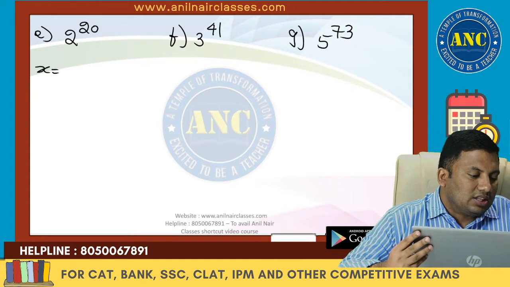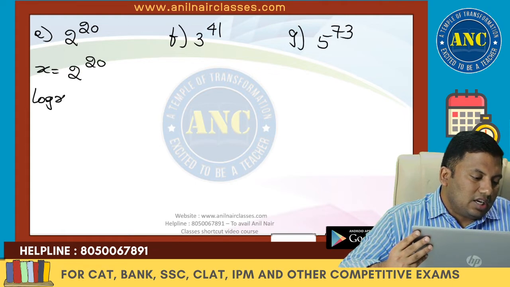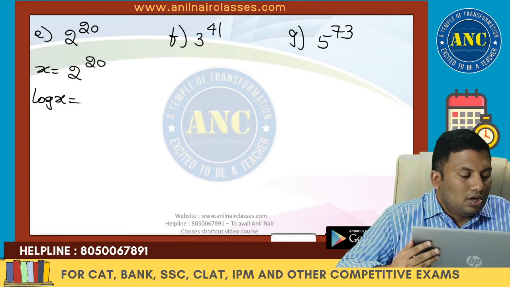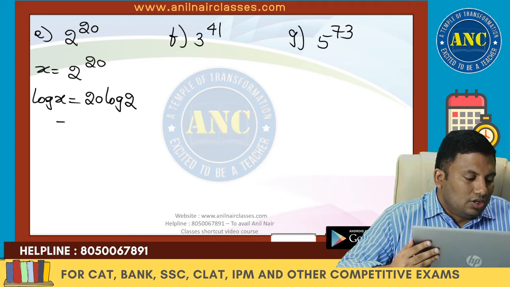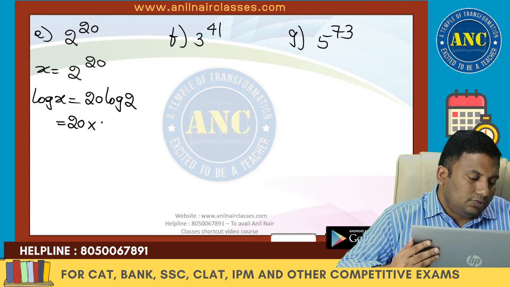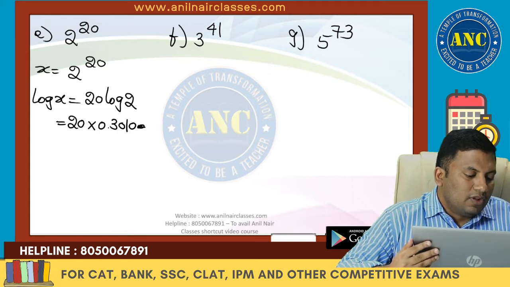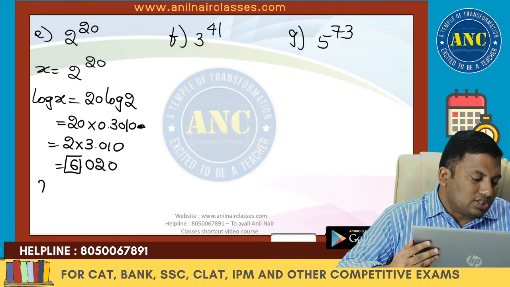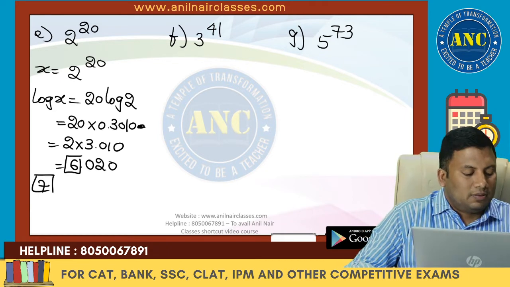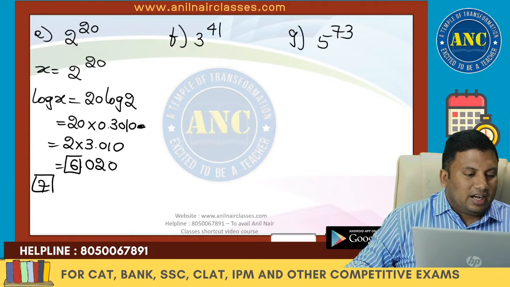Let x equal 2 power 20. Log x equals 20 log 2. So this is nothing but 20 into 0.3010, which is 2 into 3.010, that is 6.020. The characteristic plus 1 is nothing but 7. I hope the idea is clear.